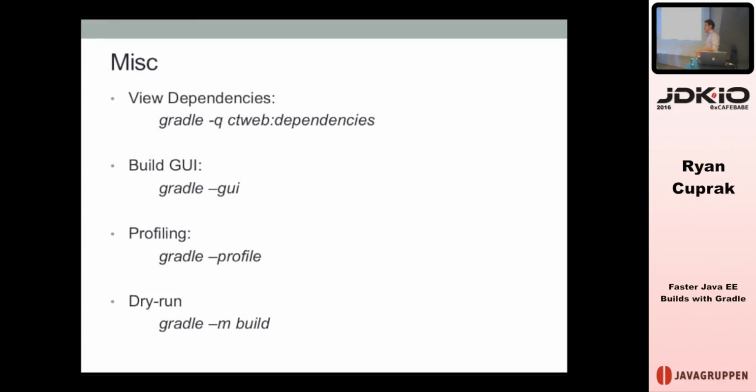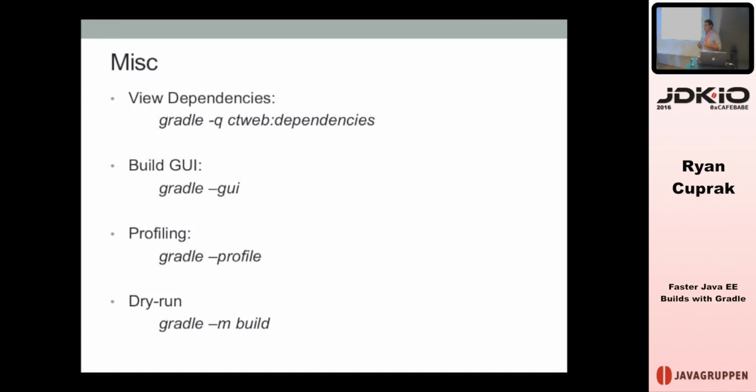We can also run it with dash profile, and that will give us the time that it's spent in every task, so we can troubleshoot performance problems with the build. Why does the build take 3 minutes, or why did it take 10 minutes to run a build? What was it doing? And also dry run, which allows us to see what would be executed.